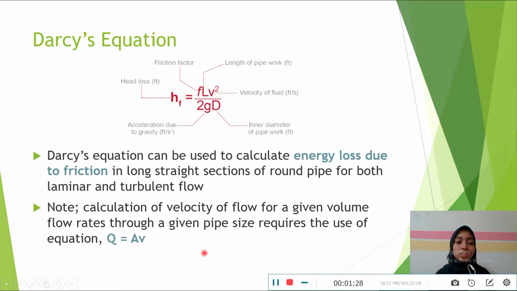Next is Darcy's equation. Darcy's equation can be used to calculate energy loss due to friction in a long straight section of round pipe for both laminar and turbulent flow. Taking note that the calculation of velocity of the flow, here the squared velocity, for a given volume flow rate through a given pipe size requires the use of volumetric flow rate and the area. Based on the experiment we use, we know that the diameter of the pipe is either 1 inch or half inch for both smooth and rough pipes.